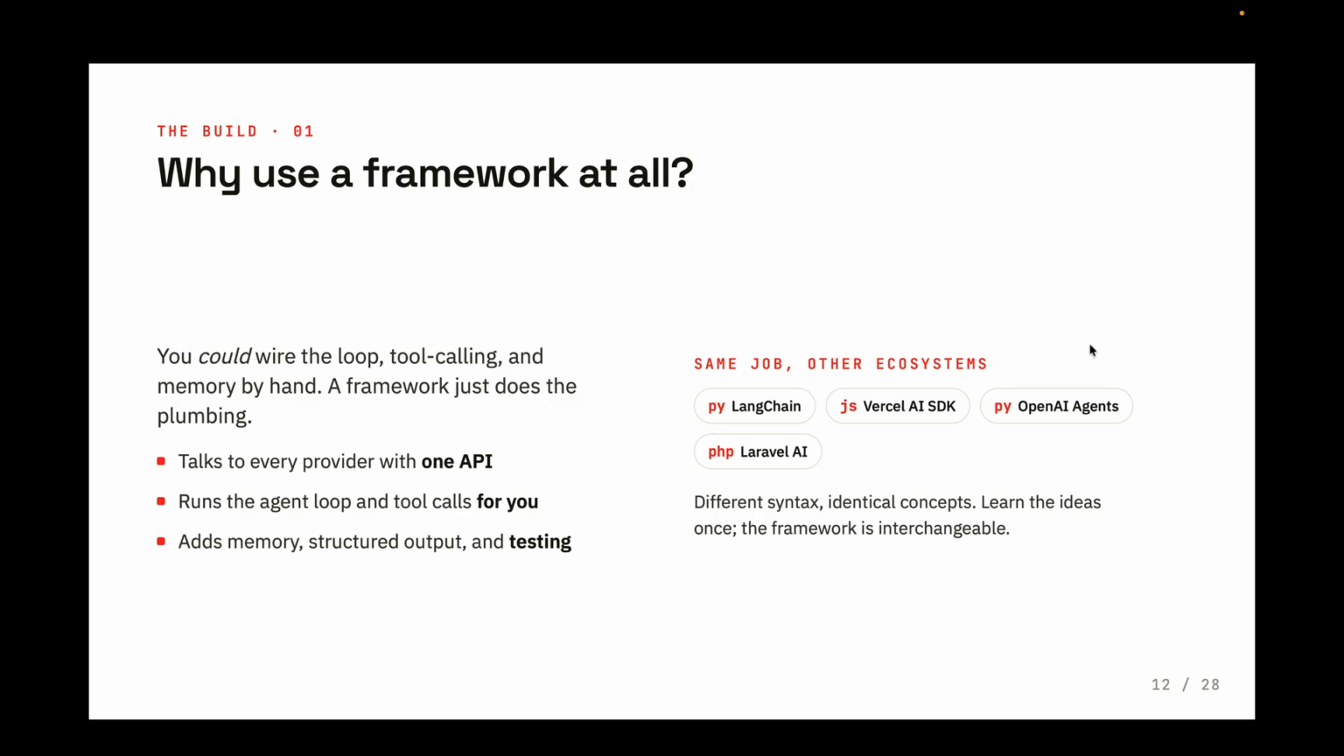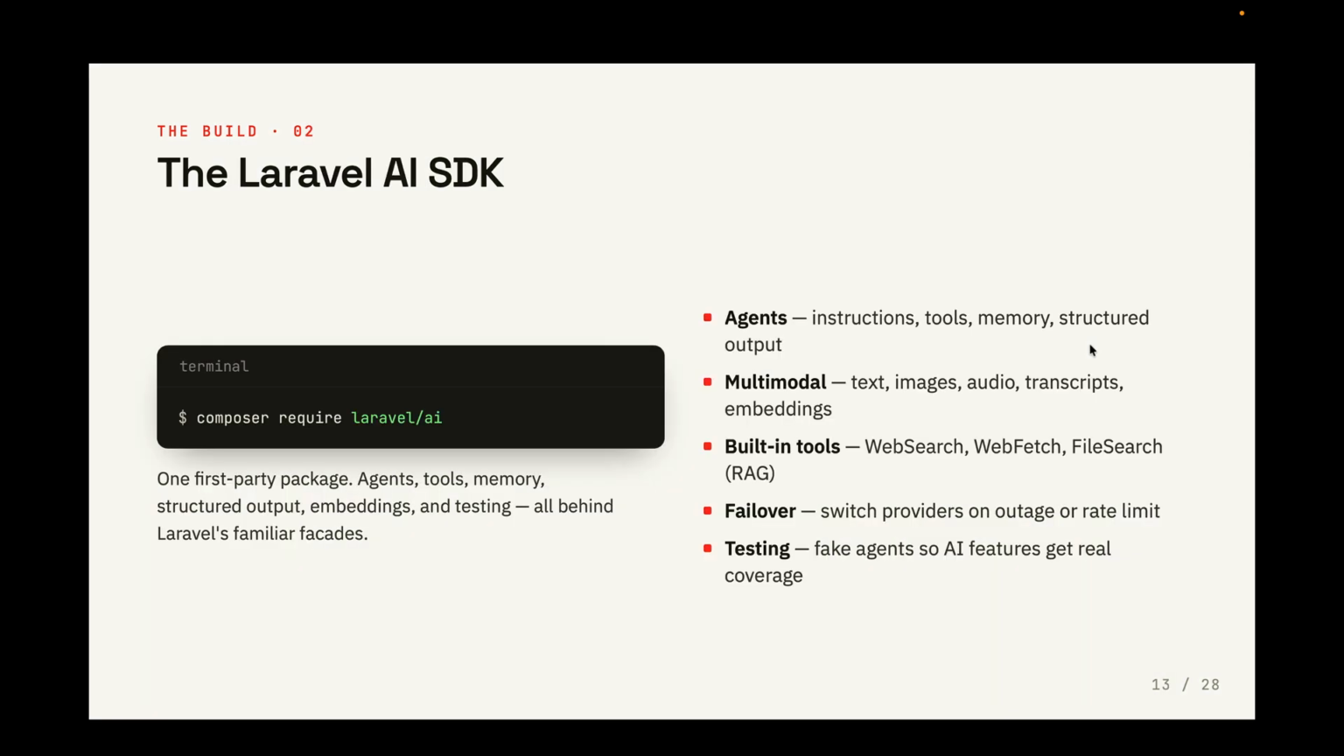So again, why use a framework at all? Well, a framework's going to give us an API. It's going to give us the tools to run an agent loop and allow us to do testing to make sure our output is correct. Same job, other ecosystems: Python, JavaScript, OpenAI, Laravel AI. All this terminology that we've been using is industry terminology that can be used in any language and any platform. So just keep that in mind as we work through this.